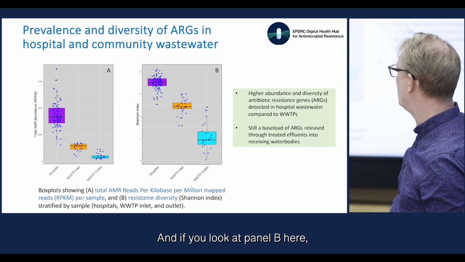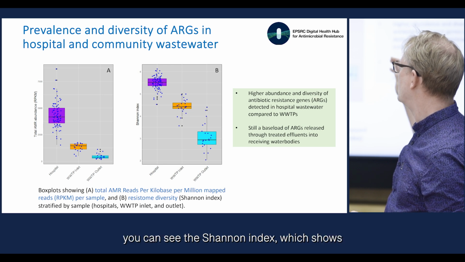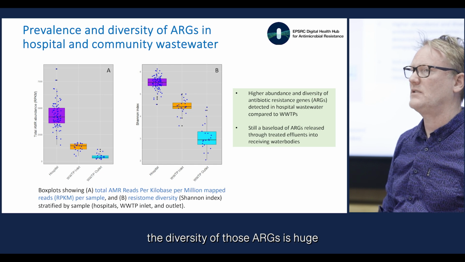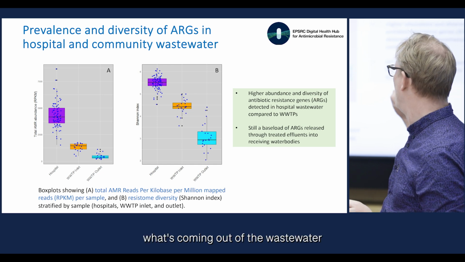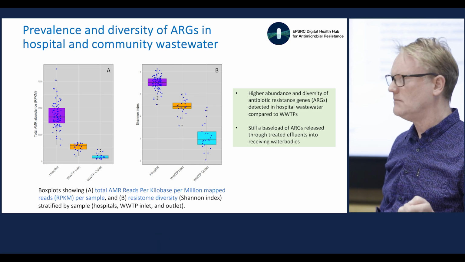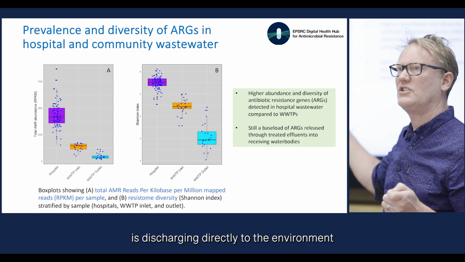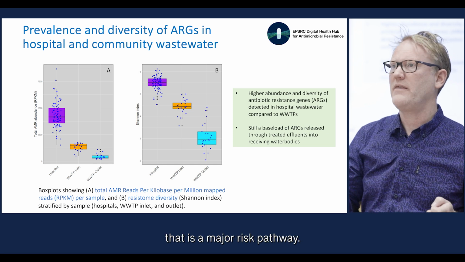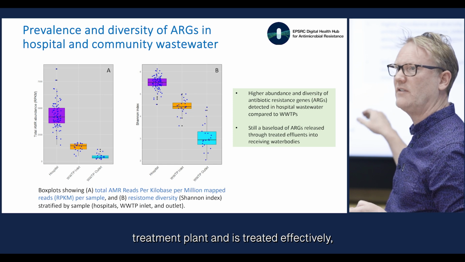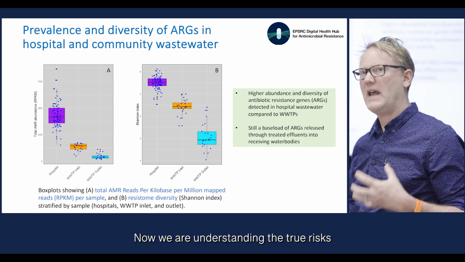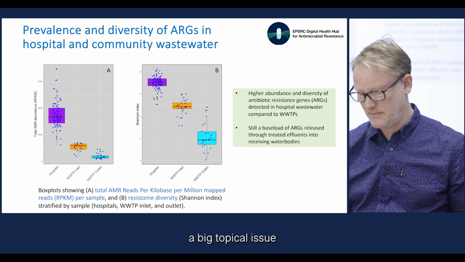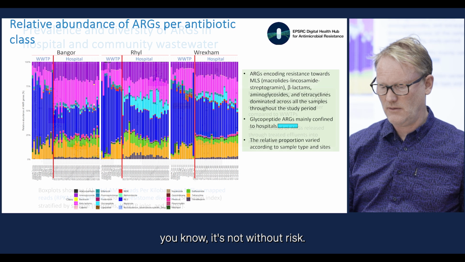And if you look at panel B, the other graph, you can see the Shannon index, which shows that in the hospital wastewater, the diversity of those ARGs is huge compared to what's coming out of the wastewater treatment plant. So under storm flow conditions, when the hospital wastewater is discharging directly to the environment without any treatment, that is a major risk pathway. If it goes through the wastewater treatment plant and is treated effectively, it massively reduces the risk. Now we're understanding the true risks of discharging raw sewage into the environment. Obviously, it's a big topical issue politically at the moment, but it's not without risk.